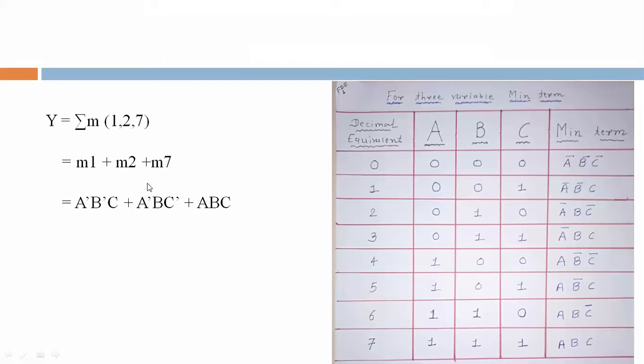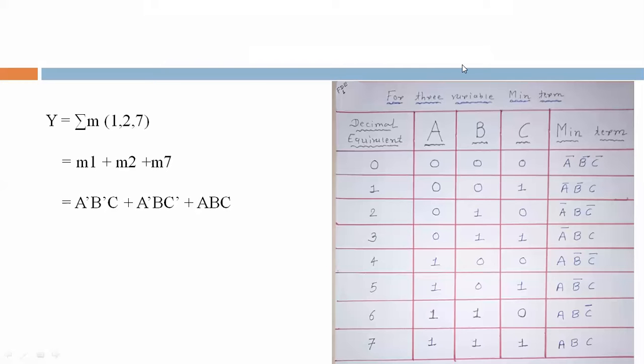So suppose we take this m7 as the example. The value of ABC in this table is here, so the decimal equivalent becomes 7, and the SOP of that we can represent by the help of this m7, and that becomes a 1.